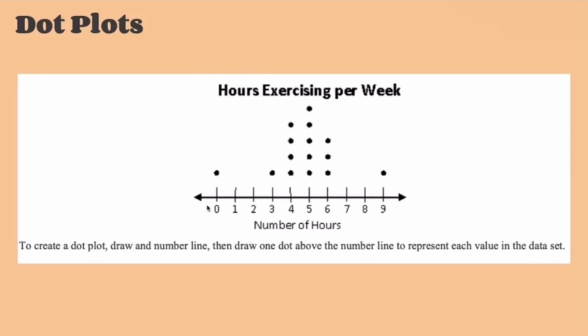completed 0 hours of exercise in 1 week, 3 hours of exercise again in 1 week, 4 hours of exercise in 4 weeks, 5 hours of exercise in 5 weeks, 6 hours of exercise in 3 weeks, and 9 hours of exercise again in 1 week.